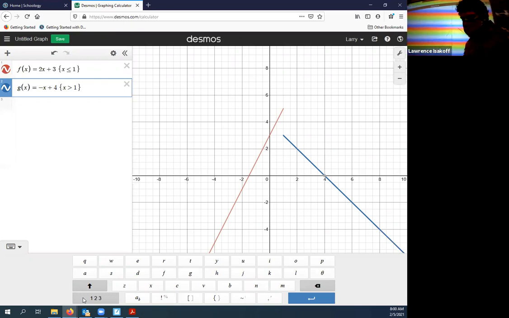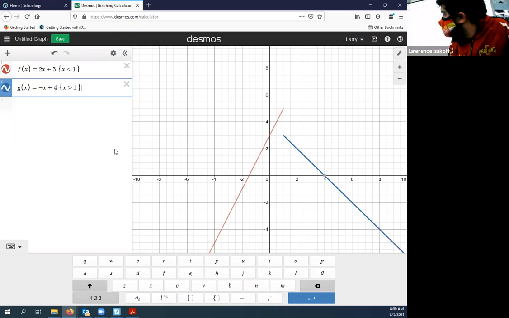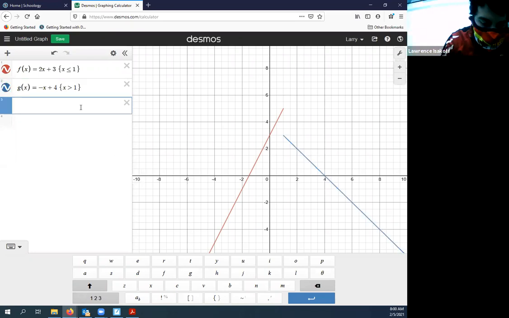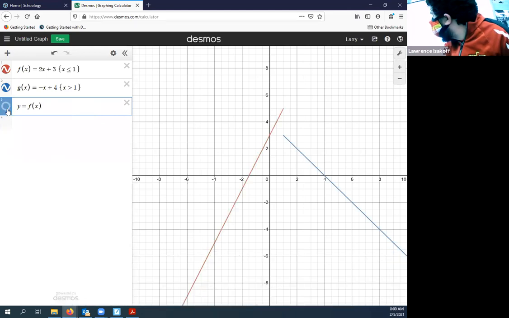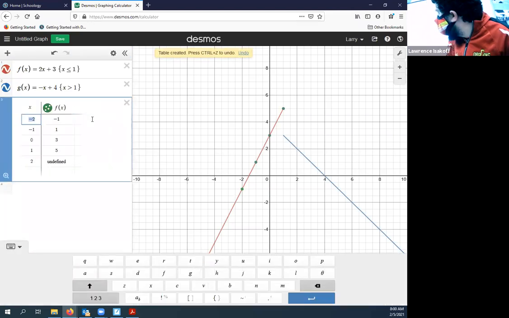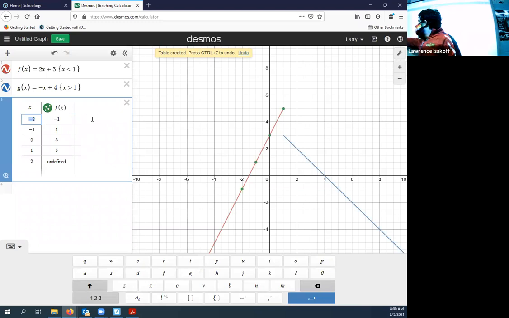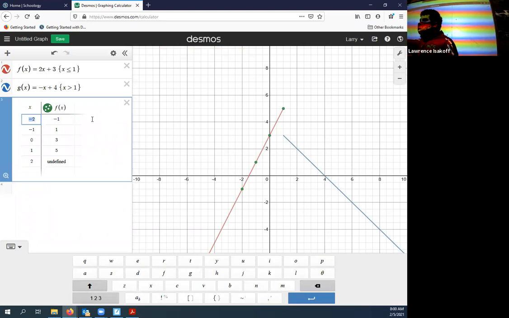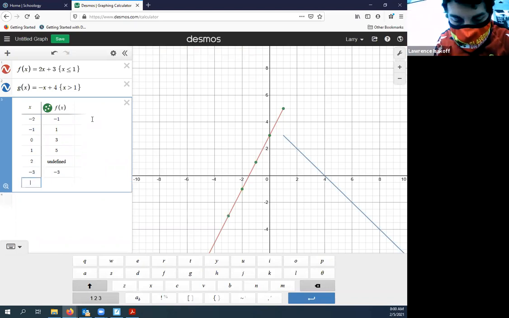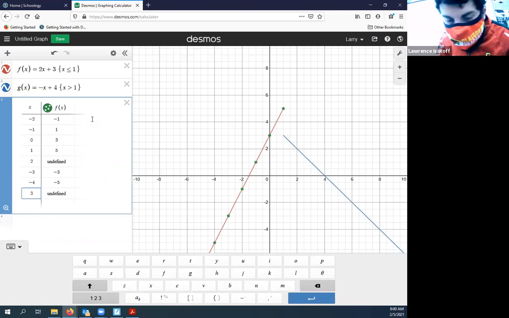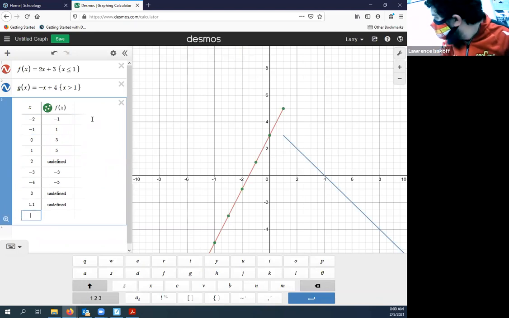So here we can now, I'm going to show you how we can make a table. I can say y equals f of x, and that just regraphs that. I don't need to see it. I just want to make a table, so I can hit the gear and hit table. So notice all of a sudden this becomes undefined at 2. If I want to add more values into this table, like -3, -4, I can. If I want to try and see what 3 would be, that's undefined. 1.1 is also undefined.